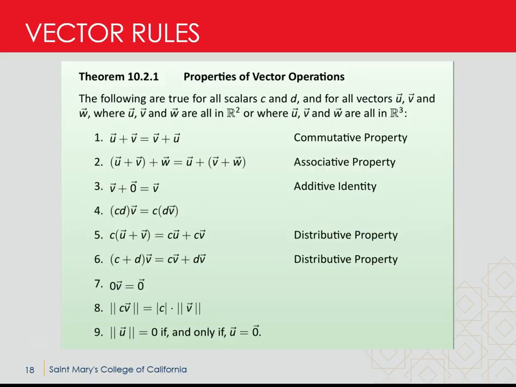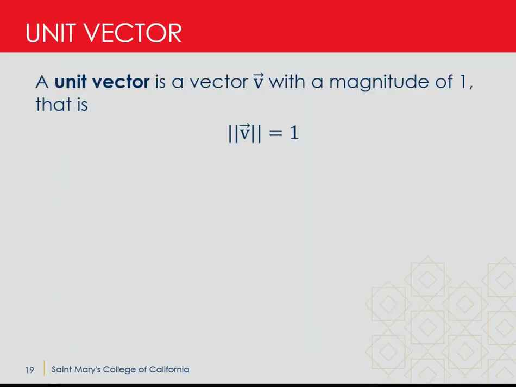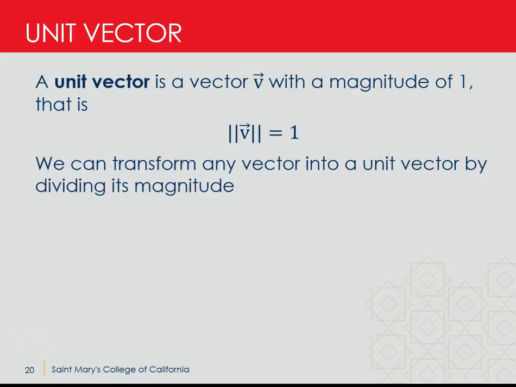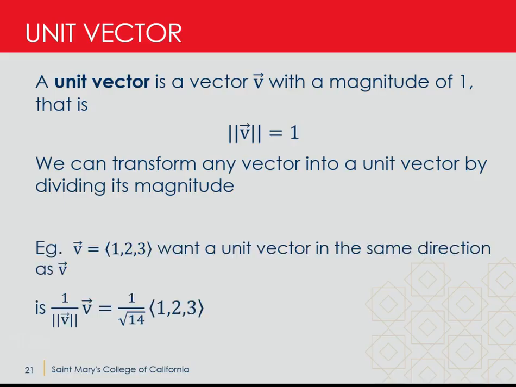Okay, so we've raced through those, but I think they're fairly straightforward. Unit vectors are an important thing. A unit vector is a vector with a magnitude of 1, which we can denote with this notation. So the magnitude of v is 1. But if we have any other vector, except for the 0 vector, we can transform it into a unit vector by simply dividing by its magnitude. So if its magnitude is 7, and we divide the vector by 7, its new magnitude would be 1.